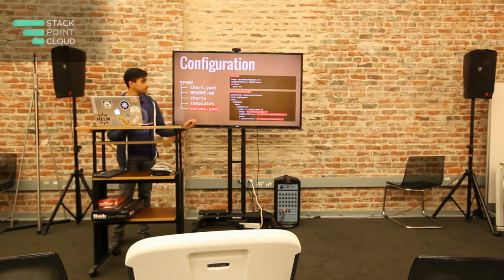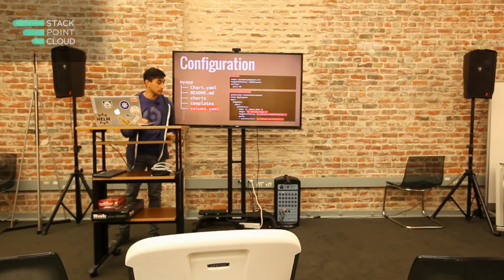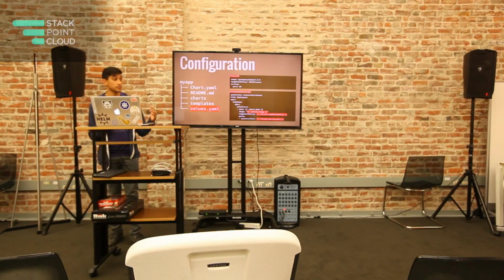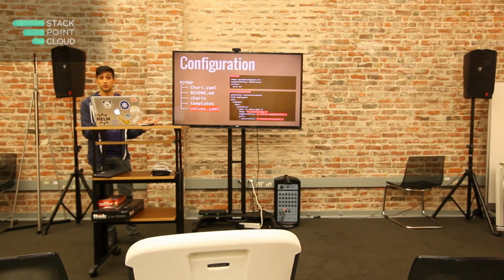In this example, I've got a value for the port that my service runs on, and I'm interpolating it here in my deployment file. But I can also interpolate that same value in my service file. So if I wanted to change that, I only need to change it in a single place.